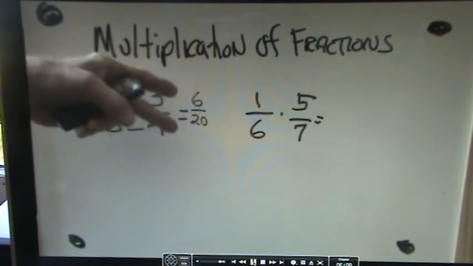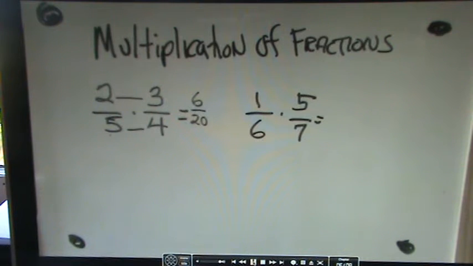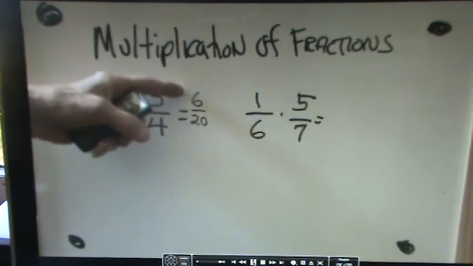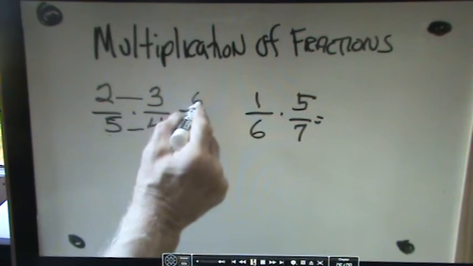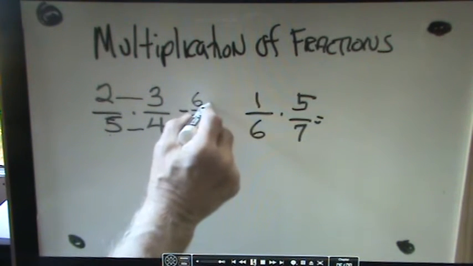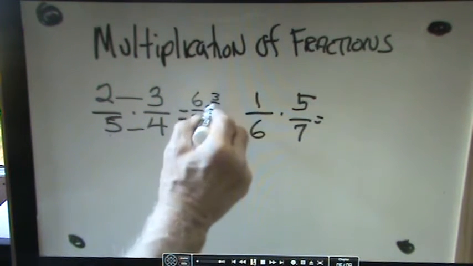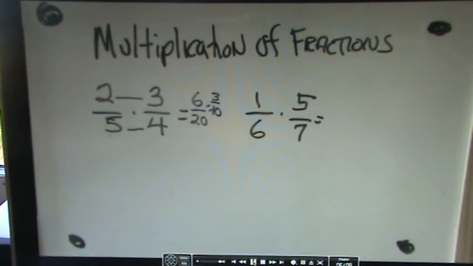It's a proper fraction, so we don't have to change it, but it's not in its lowest name because we can divide both of these by 2. So 2 goes into 6 3 times, 2 goes into 20 10 times. So 3/10 is now in its lowest name, and that is our answer.